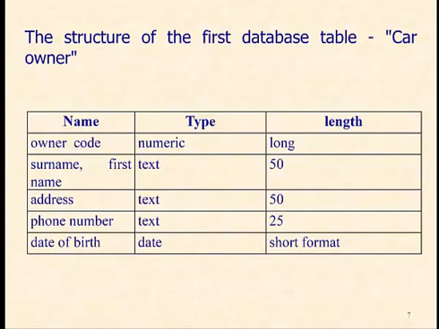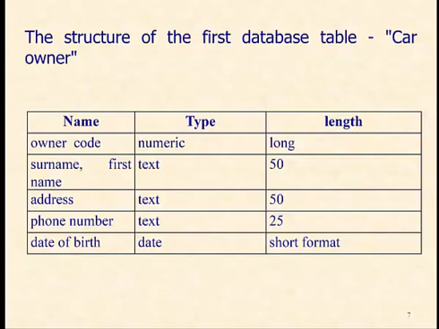The structure of the first database table, car owner. Here you can see table with parameters of the first table, car owner. We can see 3 columns. The first column is name, the second column is type, and the third column is length. And we need to make 5 rows. The first row is owner code. Its type is numeric and length is long integer.